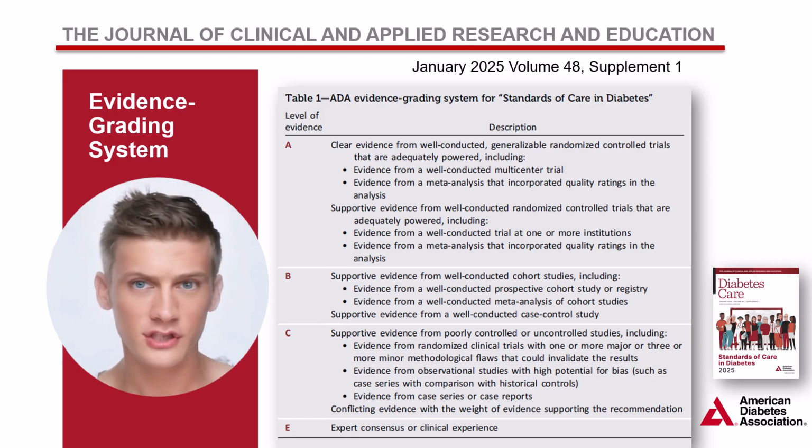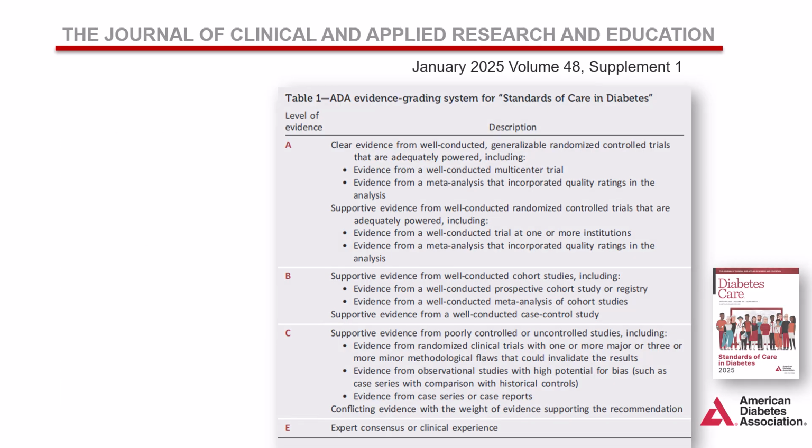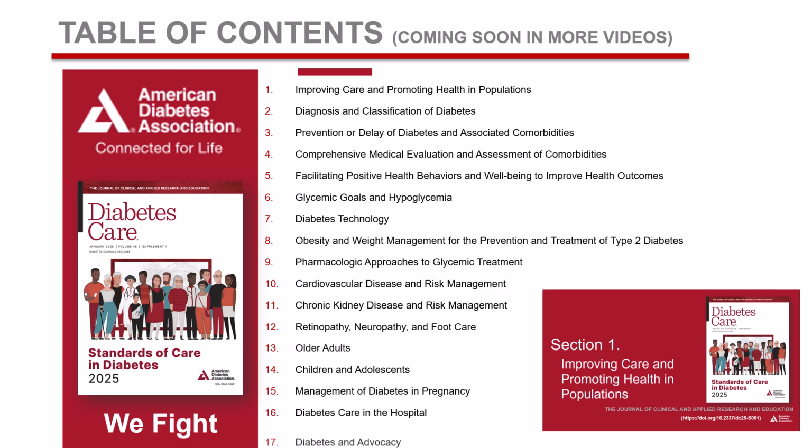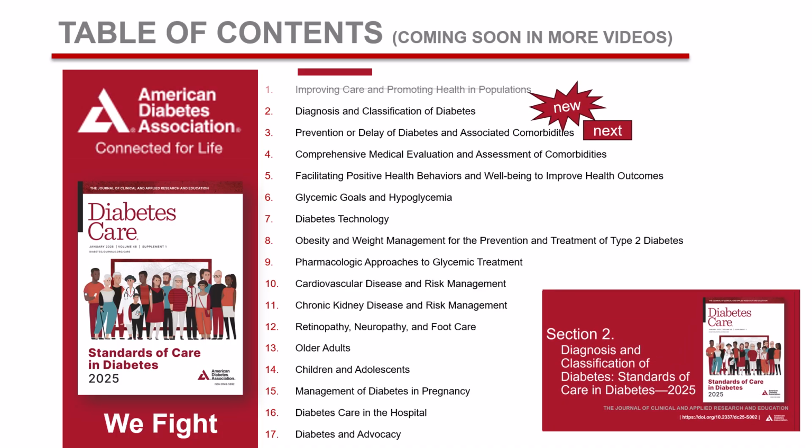Let's start with the main changes. Table of Contents. Improving care and promoting health in populations. Diagnosis and classification of diabetes. Prevention or delay of diabetes and associated comorbidities. Comprehensive medical evaluation and assessment of comorbidities. Facilitating positive health behaviors and well-being to improve health outcomes.